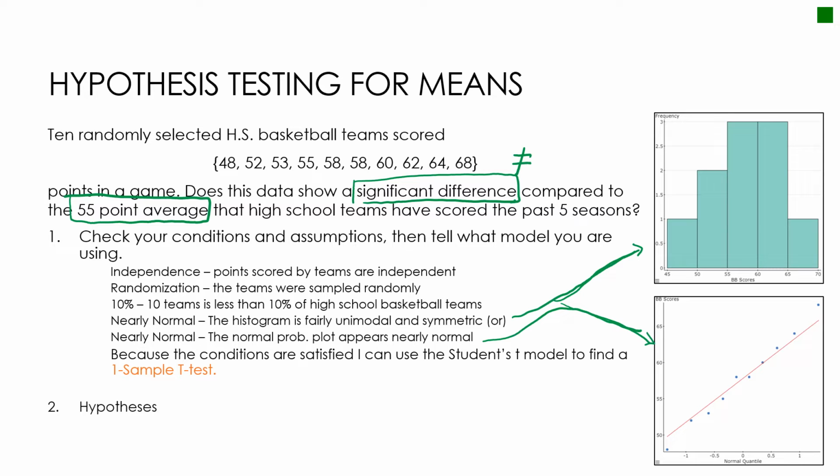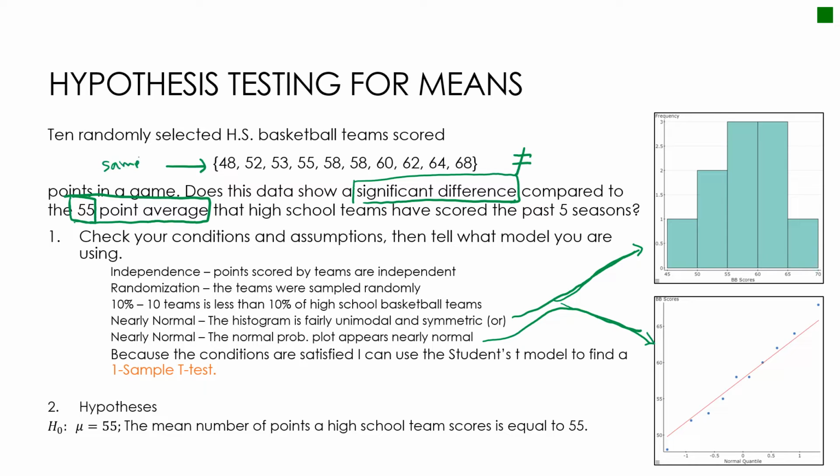And what am I expecting to have happen? Remember, my null always says that nothing has changed. So if the average has been 55, I assume it's going to keep being 55. Notice I have not even found this average yet because I don't need to. So I'm going to write my hypotheses not based on what I know from my sample, but based on what I know from the past.